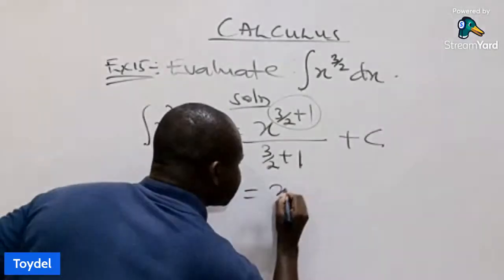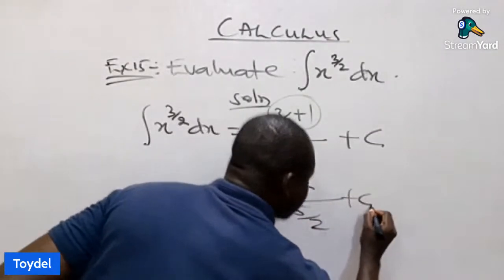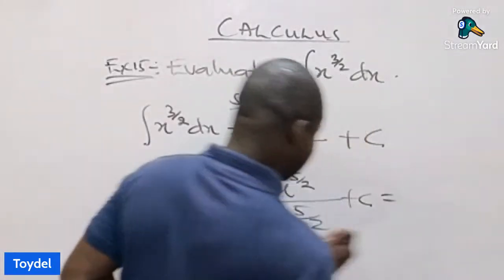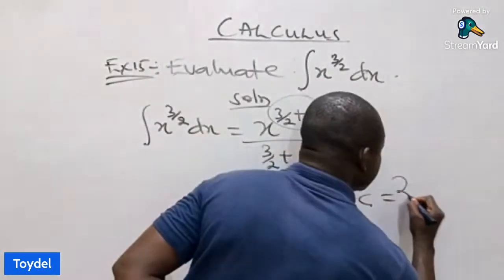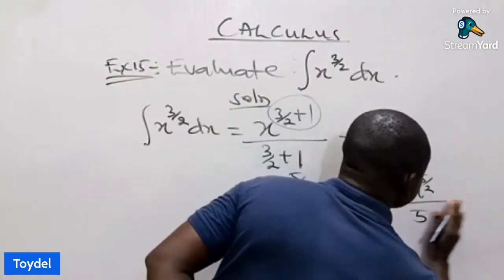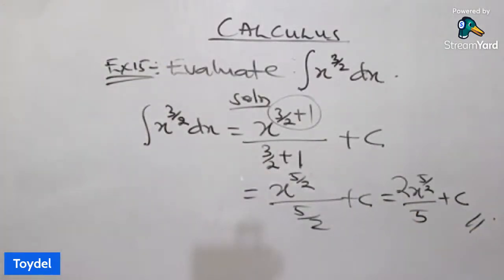We are going to have x raised to power 5 over 2, all over 5 over 2, plus arbitrary constant. Of course, if you have 5 over 2 at the denominator, you can rewrite this as 2 can come up, so that you have 2x raised to power 5 over 2, all over 5, plus arbitrary constant. That will be the answer. Okay? That will be the answer.